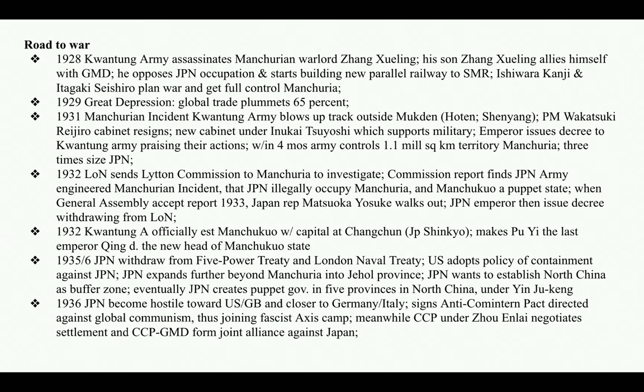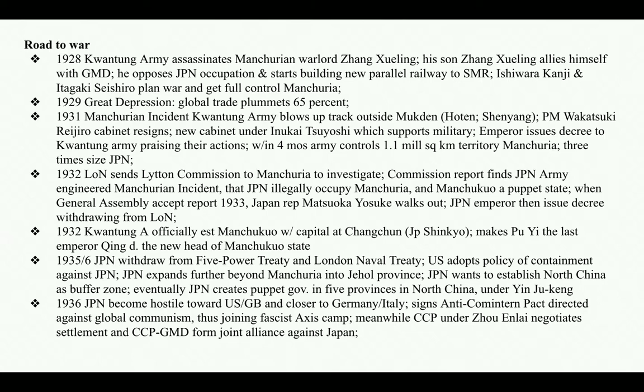In response, in 1932, the League of Nations sent the Lytton Commission to Manchuria to investigate the cause of this conflict and the damaging of the South Manchuria Railroad, because the Kwantung Army had used this as an excuse. It had blamed it on the Chinese Army and used it as an excuse to attack the Chinese Army there.